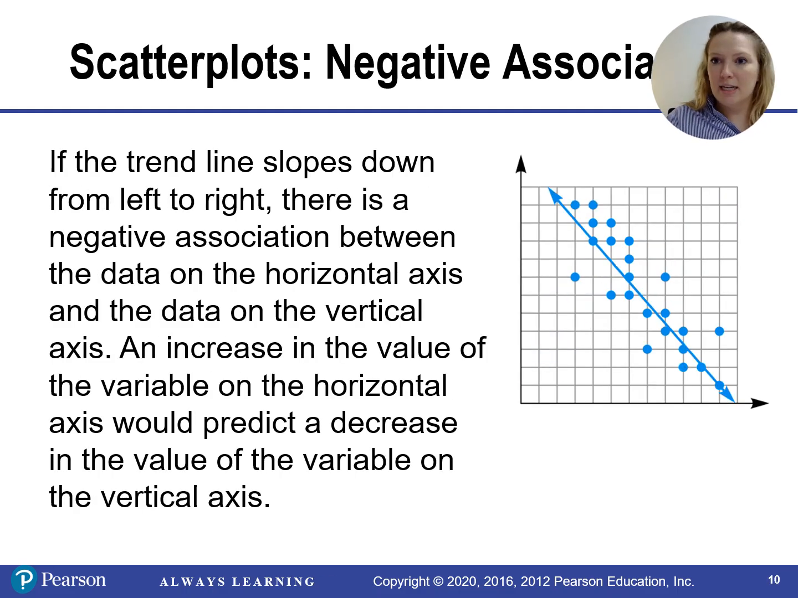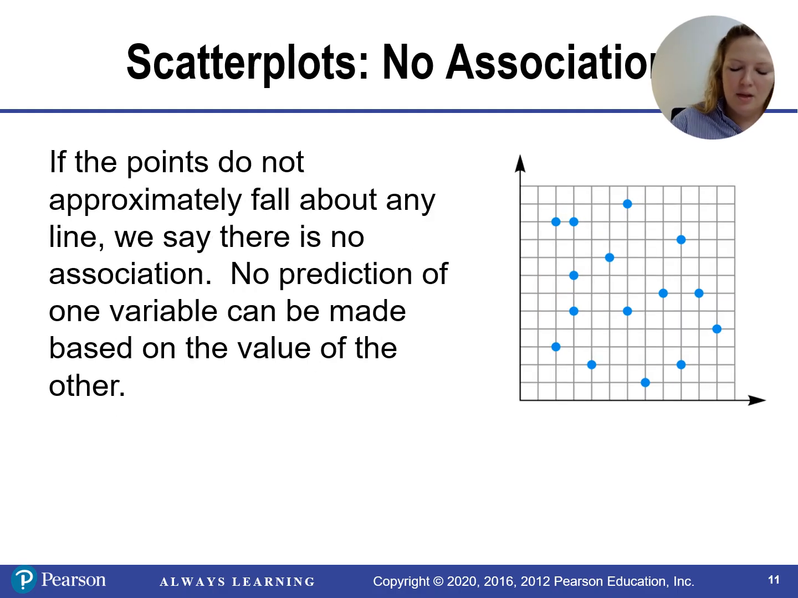We also can see negative associations. If the trend line slopes down from left to right, then we say that there's a negative association. So an increase in the horizontal axis would predict a decrease in the vertical axis value. There's also a case where we might see no association between the variables. So we have kind of just a weird, vague cloud of points here. We might say in this case that there's no association and we can't really make a prediction of one value based on the other.